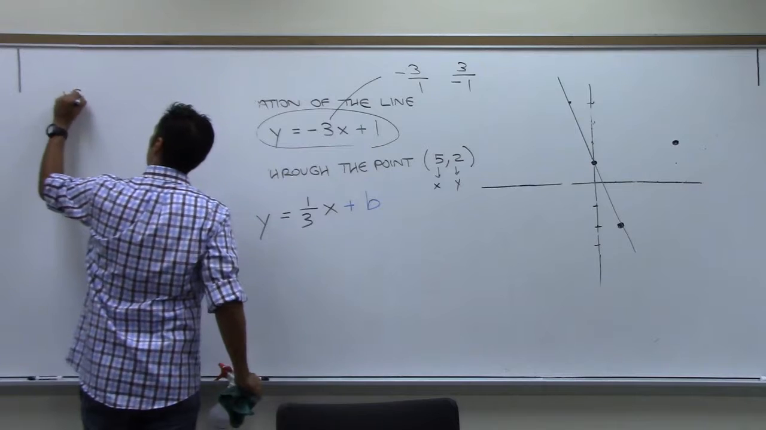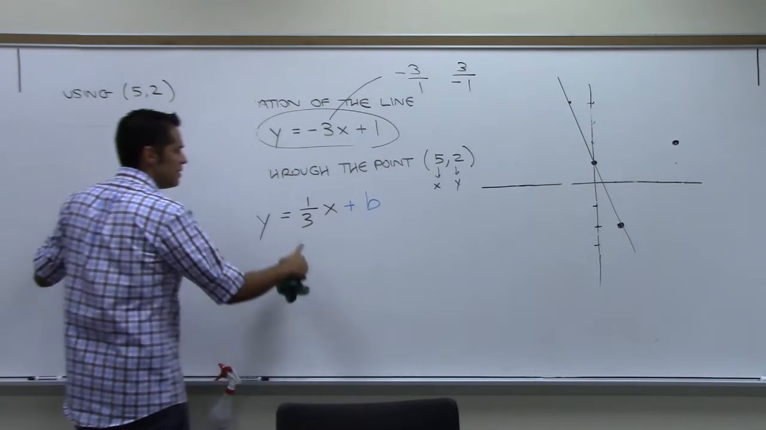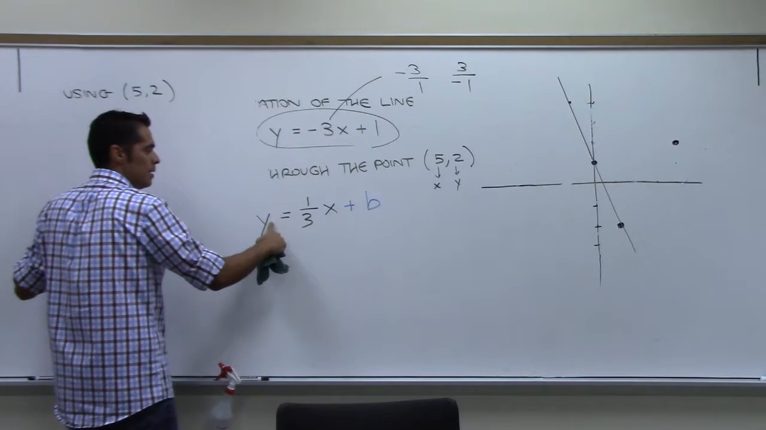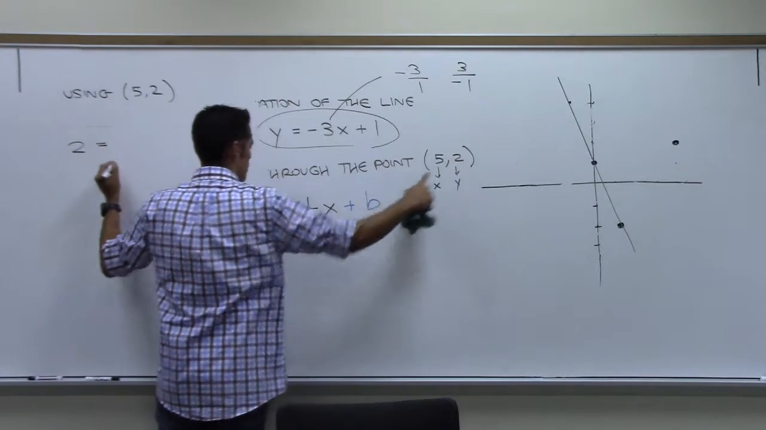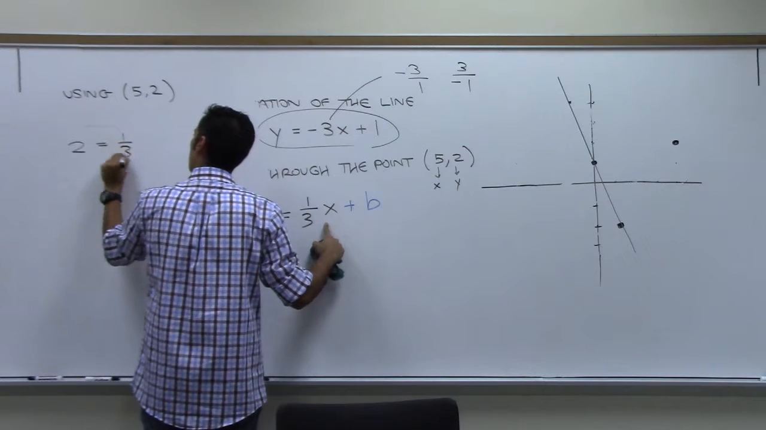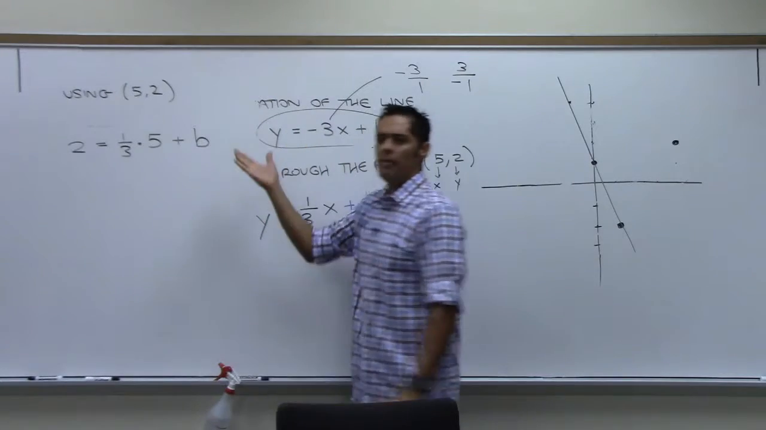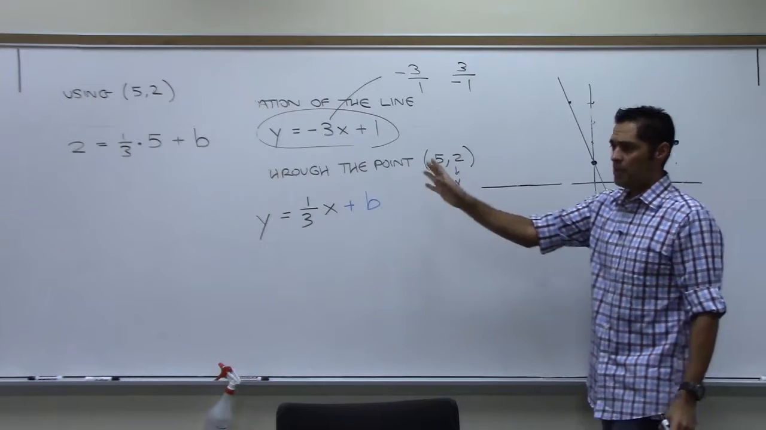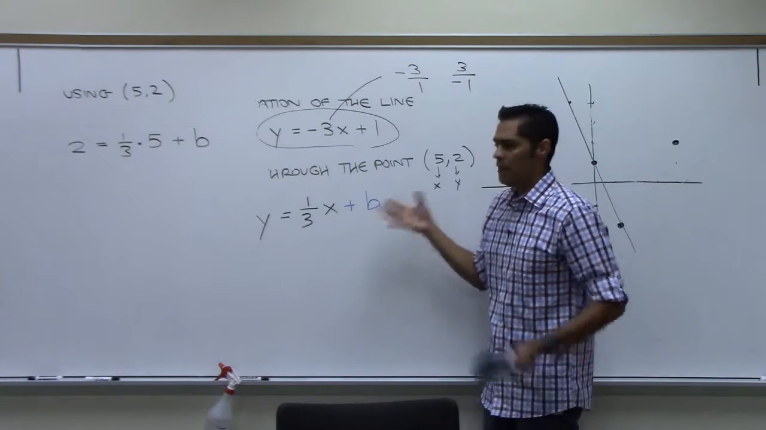So using the point (5, 2), I'm going to write this equation down. I'm going to replace y with what? 2. I'm going to replace x with 5 and plus b. And notice that now I have an equation that only has one variable in it, right? Just b. I should be able to solve this equation for b. And then I would know what b is, then I could come back and plug it in here to have the equation.